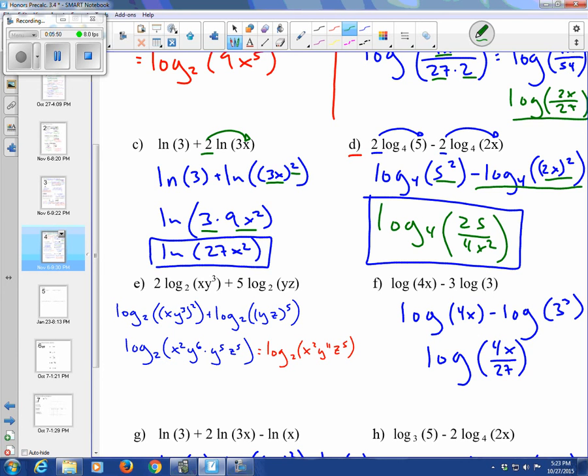Okay. Right here we've got the subtraction of two log base 4s, right?